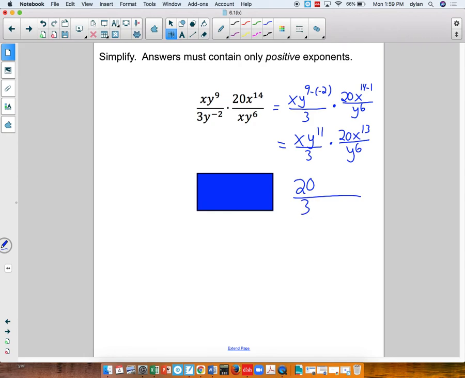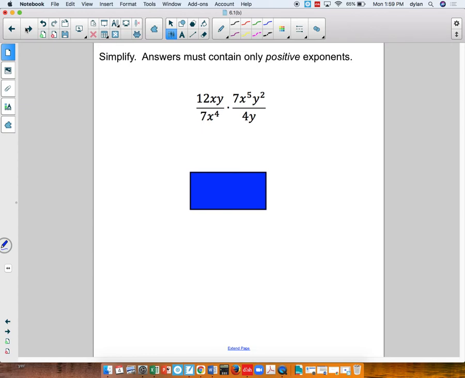Now, y to the 11th minus y to the 6th is going to be y to the 5th. And x times x to the 13th is just x to the 14th, because it's 1 plus 13. So our final answer here would be 20x to the 14th, y to the 5th, all divided by 3.